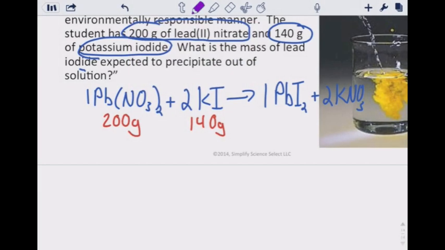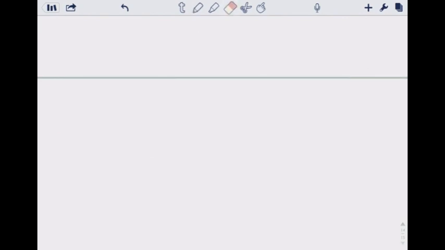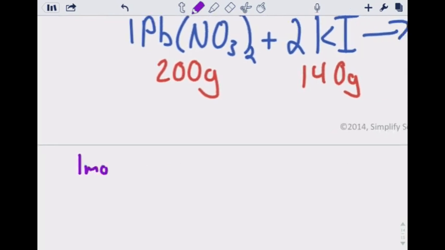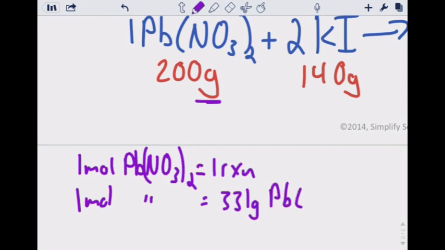So we'll start with our lead 2 nitrate. So what do we need? We need how many moles in reaction? So when we're looking at this, 1 mole of lead 2 nitrate equals 1 reaction. And then since we're starting with grams, what do we need? Molar mass. 1 mole of lead 2 nitrate is, we're looking at right around 331 grams of lead 2 nitrate.